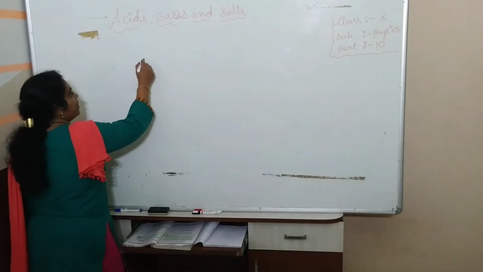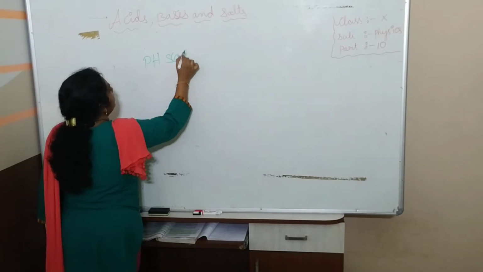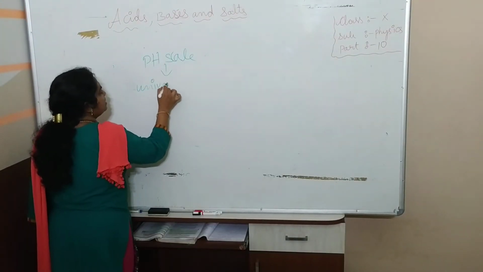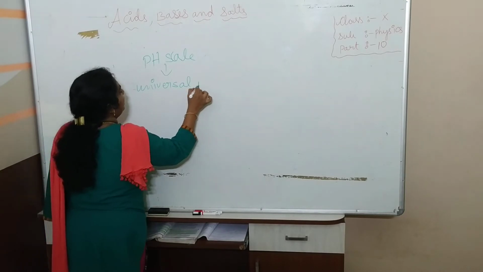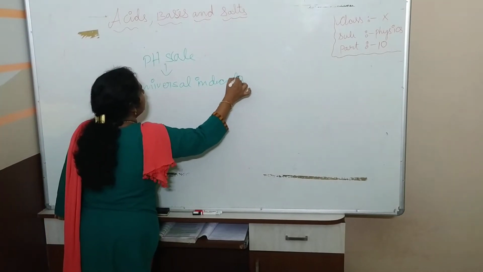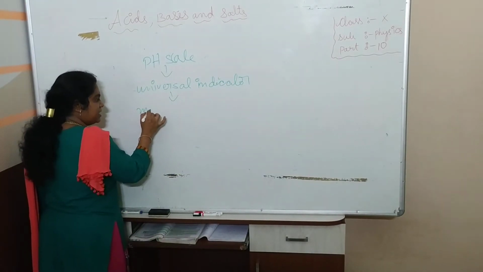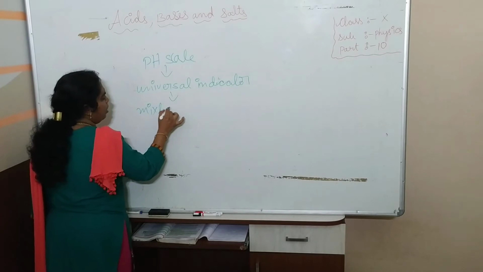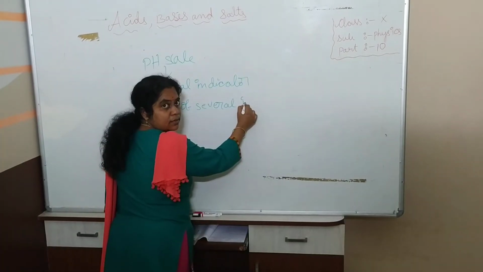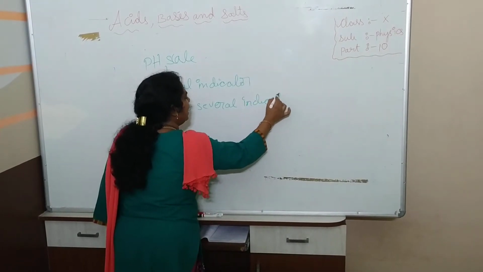So children, what do we call this pH scale? It is called the universal indicator. It will indicate the acids and bases. It is a mixture of several indicators.